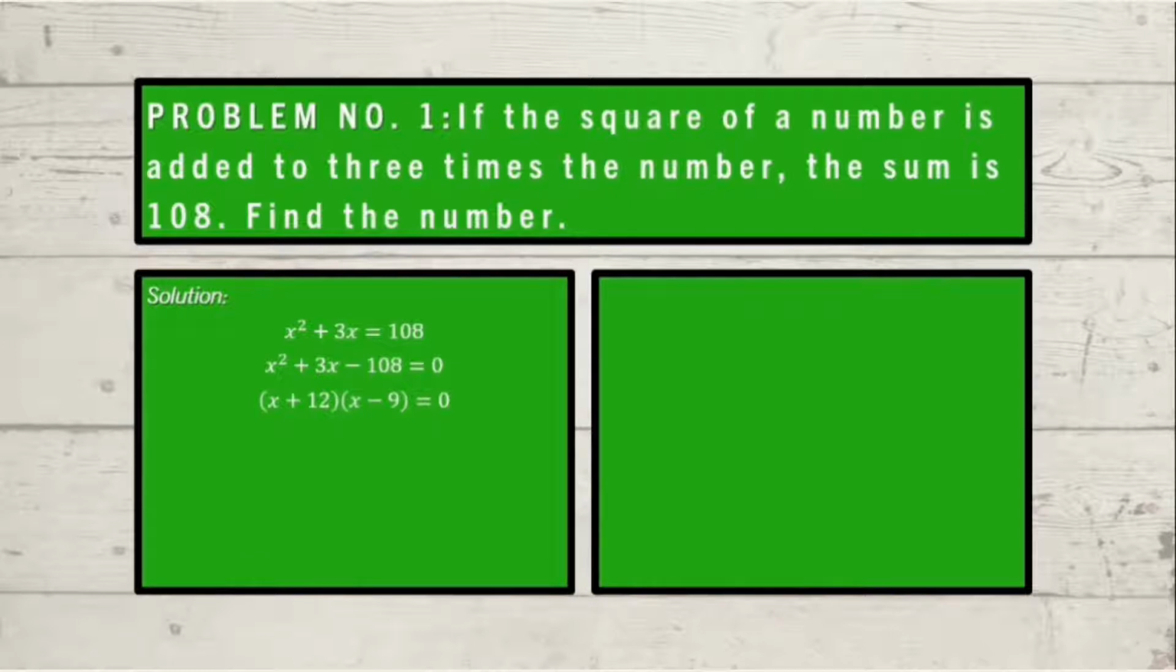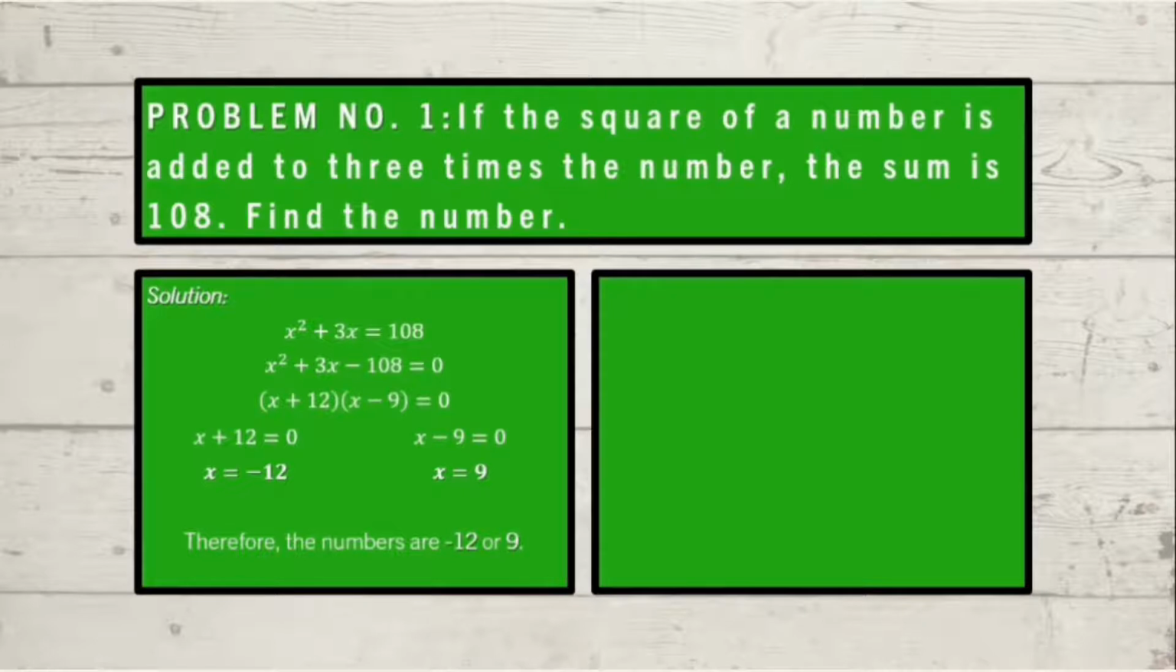Then, apply the zero product property. Let's equate the two factors to 0. We have x plus 12 is equal to 0 and x minus 9 is equal to 0. With that, we have x is equal to negative 12 and the other x is equal to 9. In our solution, we have already negative 12 and 9.